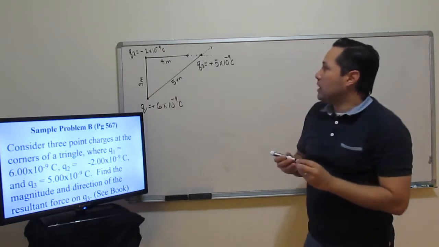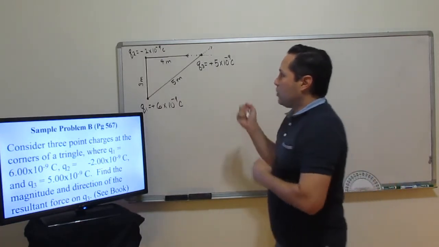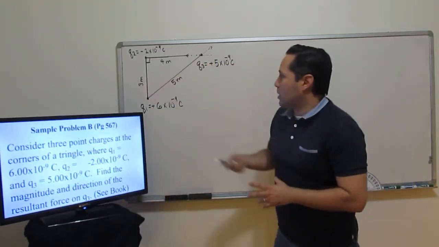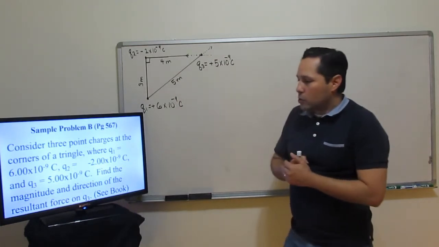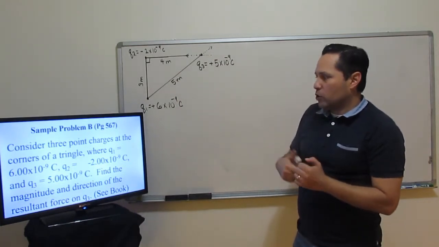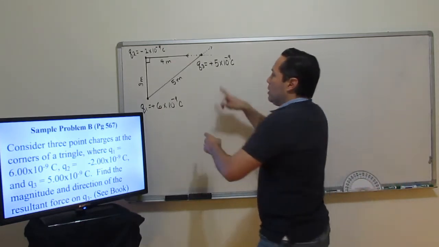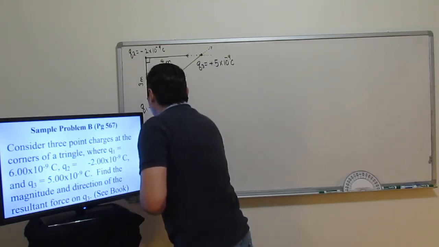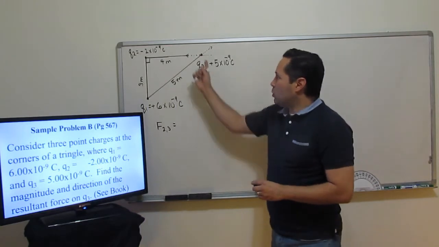We're also going to need to figure out some angles in this triangle. Now, in the picture, they do let us know that it is a right triangle. It is a 3, 4, 5 right triangle. Great. So we need that information as well. So let's go ahead and get started. First of all, I need to figure out the force between 2 and 3. So I'm going to put force 2, 3, so that I label it so I know which one I'm talking about.